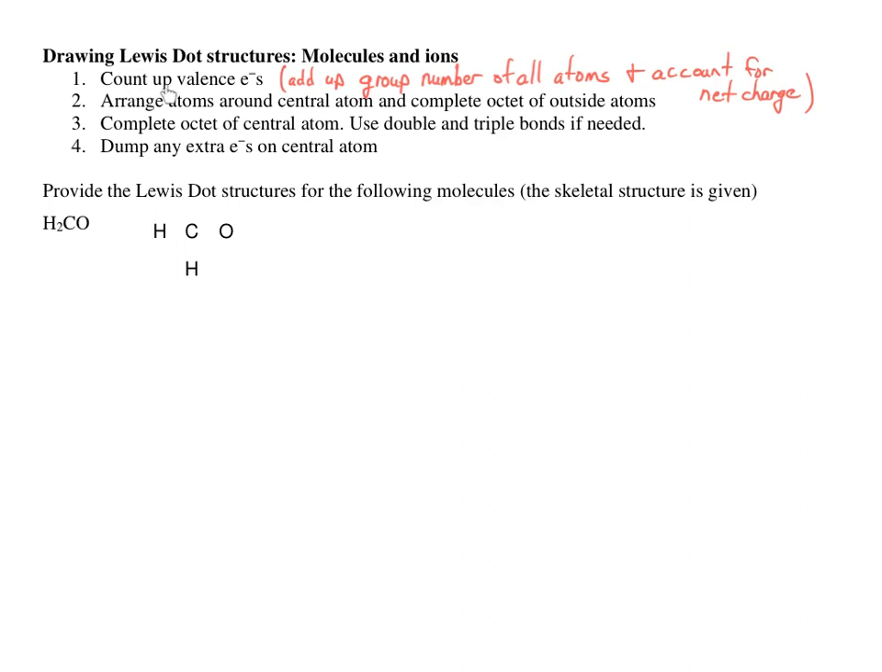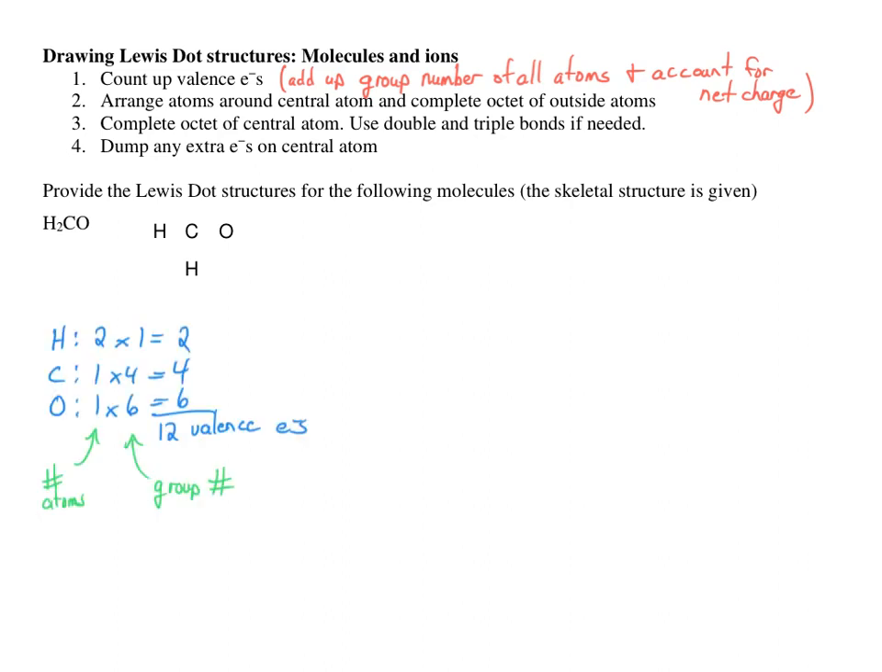The first step is to count up all the valence electrons. In this, we add up the group number of all of the atoms and we account for any net charge. So here's how we have done that for acetylene. We see hydrogen, there's 2 hydrogen atoms. It's in group 1, which means there's 1 valence electron per hydrogen atom. Carbon, 1 of those, group 4. Oxygen, 1 of those, group 6. So we have a total of 12 valence electrons.